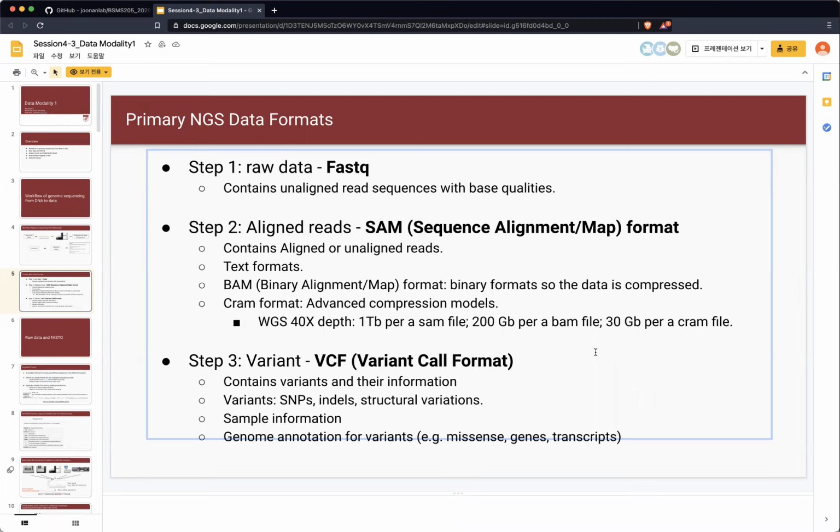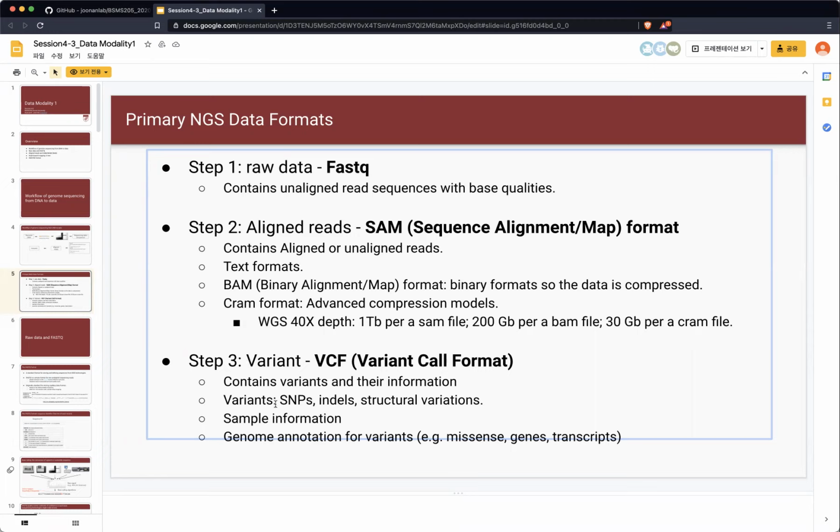And the last format is the VCF, right? VCF is the variant call format, and it includes the variant information. Once you get the aligned reads, all of your DNA sequence information is mapped to the reference genome. From that information, you can estimate which positions have mutations, right? So this variant information contains variants and their related information, like quality, depth, position, and so on, right?